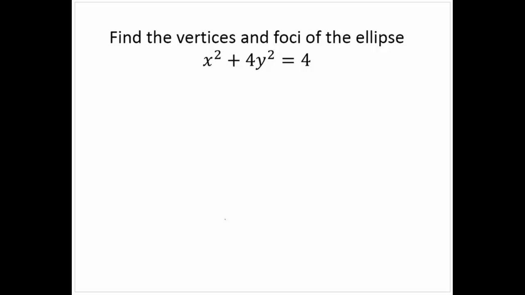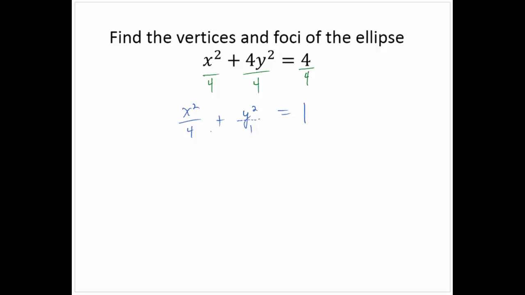Find the vertices and foci of the ellipse x squared plus 4y squared equals 4. All right, to put this in one of the forms that we're used to seeing, that was just explained in the previous slide, I'm going to divide through by 4 to make the one side equal to 1. So now I have the equation x squared over 4 plus y squared is equal to 1. And I can think of that y squared as a y squared over 1.